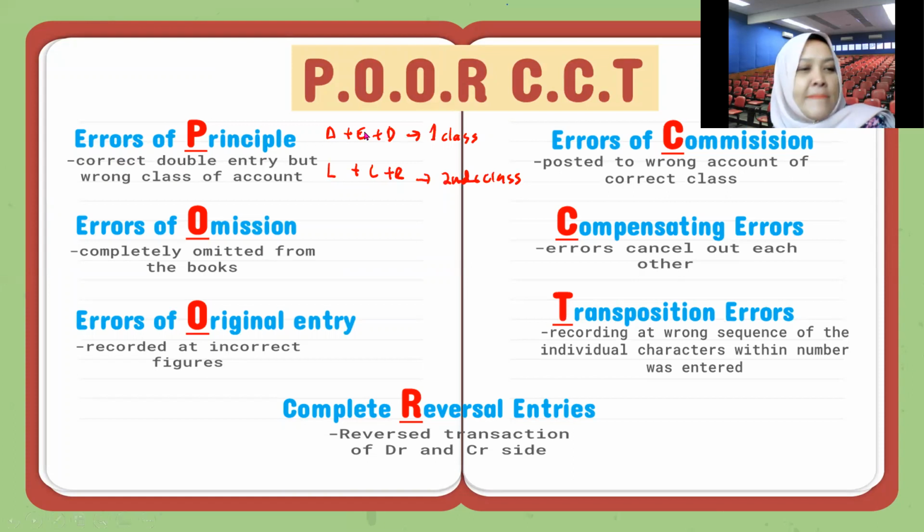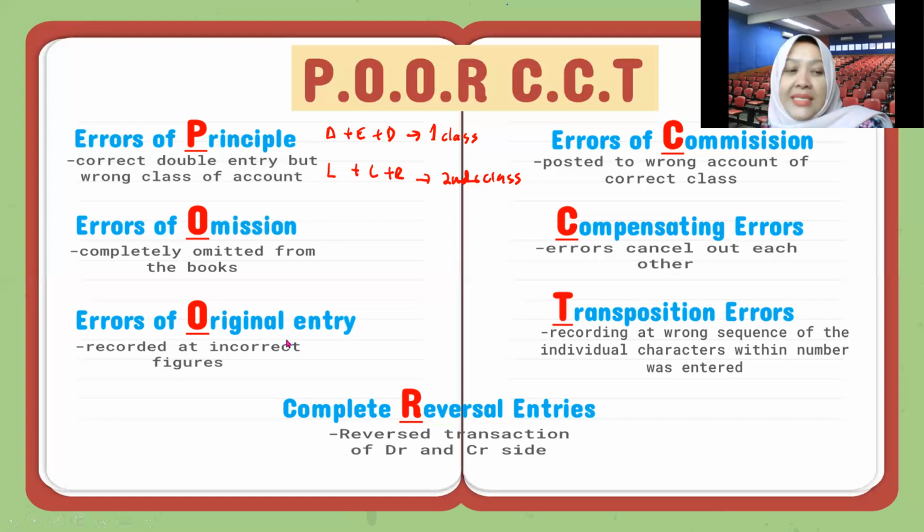Okay, so next is actually error of omission. What does it mean by error of omission? It means that you have completely not recorded anything in your ledger or in your journal or in your books. Let's say your bookkeeper has forgotten to record this transaction in your ledger, so that is error of omission.